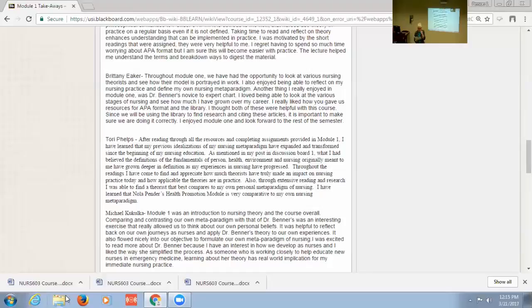Module 1 was an introduction to nursing theory, of course. Comparing and contrasting our own meta paradigm with that of another theory was an interesting exercise that allowed us to think about our personal beliefs. It was helpful to reflect back on our own journeys as nurses and apply Dr. Benner's theory to our own experiences. So by seeing a particular theory that resonates for them in their own practice, and then being able to articulate that, those are a lot of different cognitive skills that the wiki then affords me to be able to evaluate.